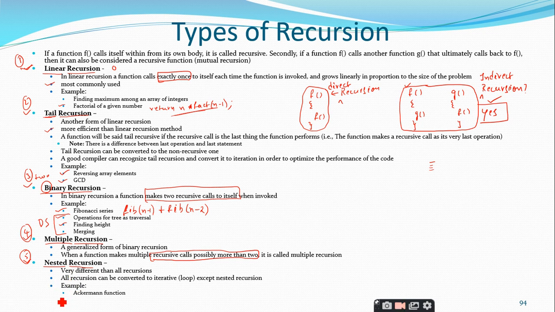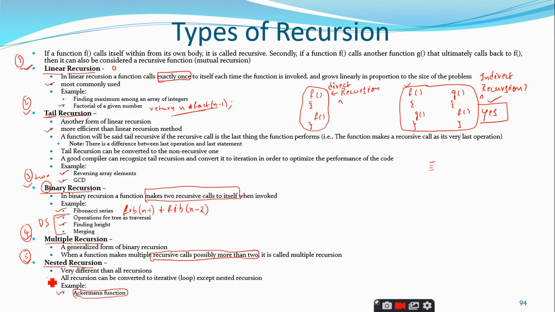The example for this nested recursion is the Ackermann function, which is a mathematical concept. To calculate the Ackermann function value, we can make use of recursion, and that too we can make use of the nested recursion concept.